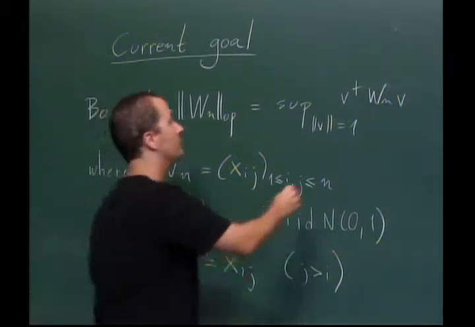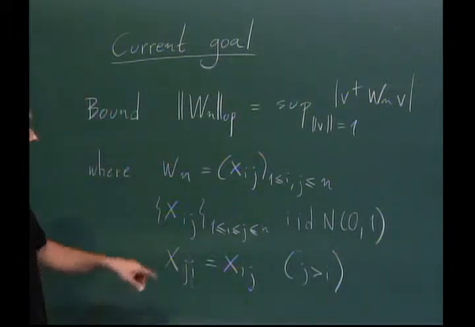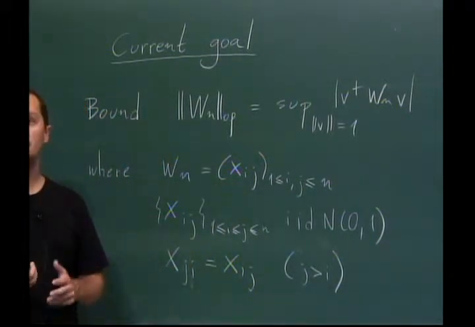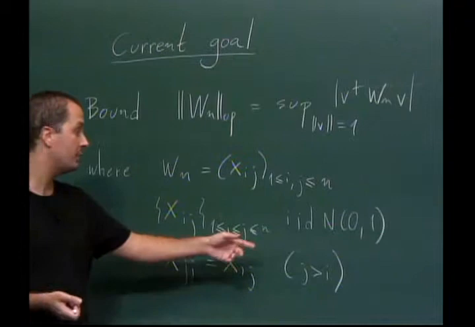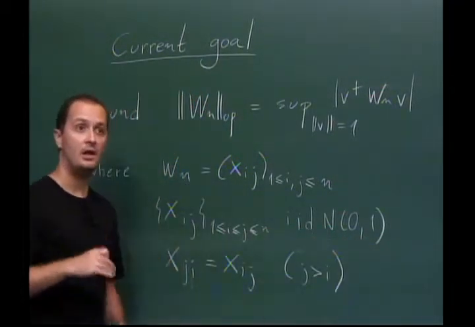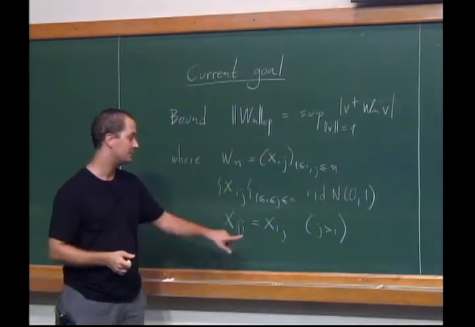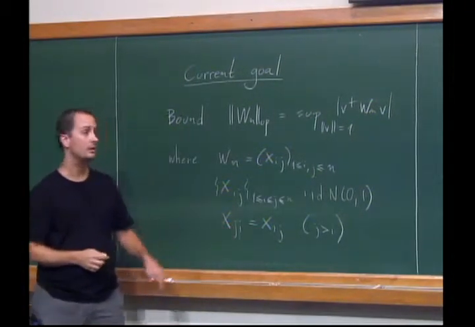And actually, we're being even more specific. We're saying that we want to consider a matrix whose entries are Gaussian, right? Normal random variables, IID, with mean 0 and variance 1, on the diagonal and above the diagonal. So below the diagonal, you do what you have to do to have a symmetric matrix, right? Which is this thing here.